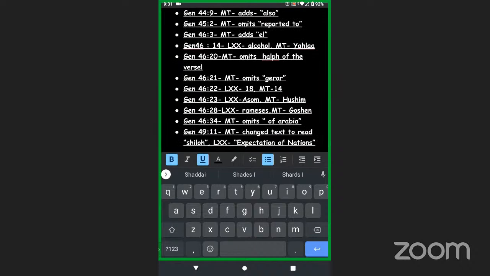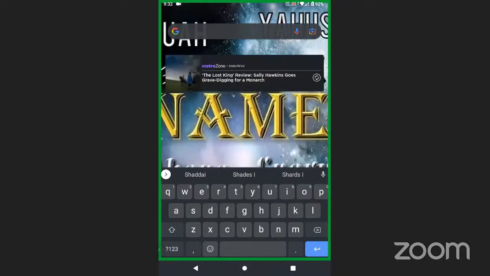I think after this bullet point we'll end for the night. I still haven't fully compiled all the differences here. I still have about two or three more chapters to go. So after this bullet point, I think we'll end it for tonight. Or no, actually after the next one. So Genesis 44 verse 9, Masoretic text adds also. So the Masoretic adds also there.